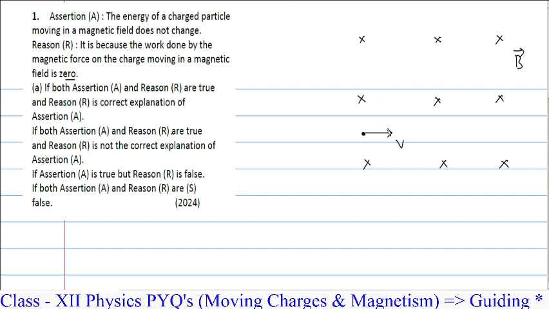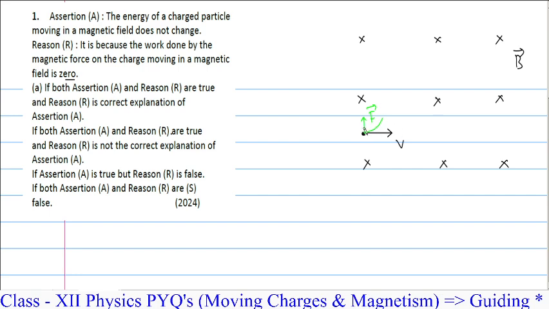As V is towards right, B is into the plane, then according to Fleming's left-hand rule, what will be the direction of force? The direction of force will be upward. So that means the force should be perpendicular to both V and B. As the charged particle starts entering the magnetic field, it will experience the force, so it will start moving.